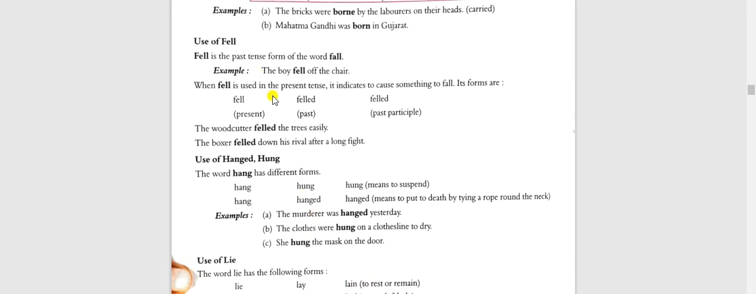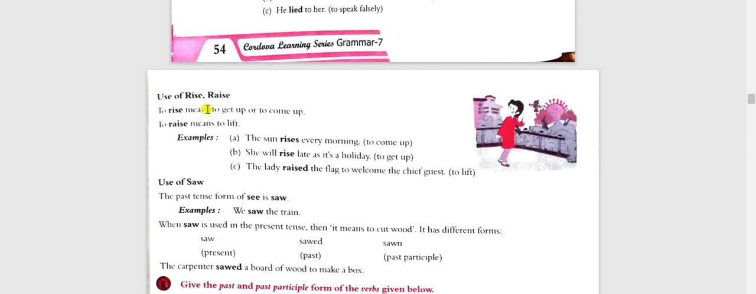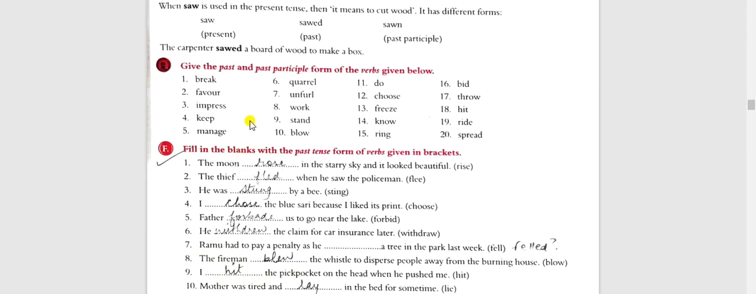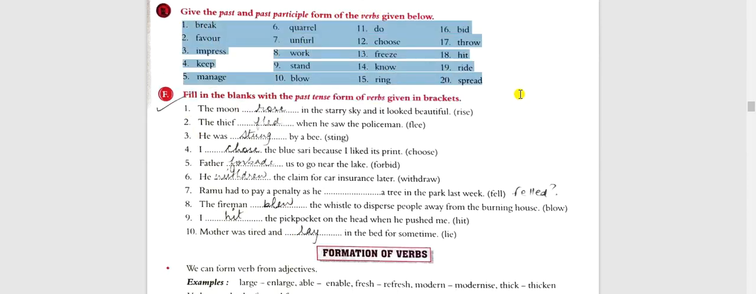So children, in the same way, you have to go through the usage of lie, rise, raise, saw, and then these two exercises. Give the past and past participle form of the verbs given below. This is a very good question. Go through such questions.